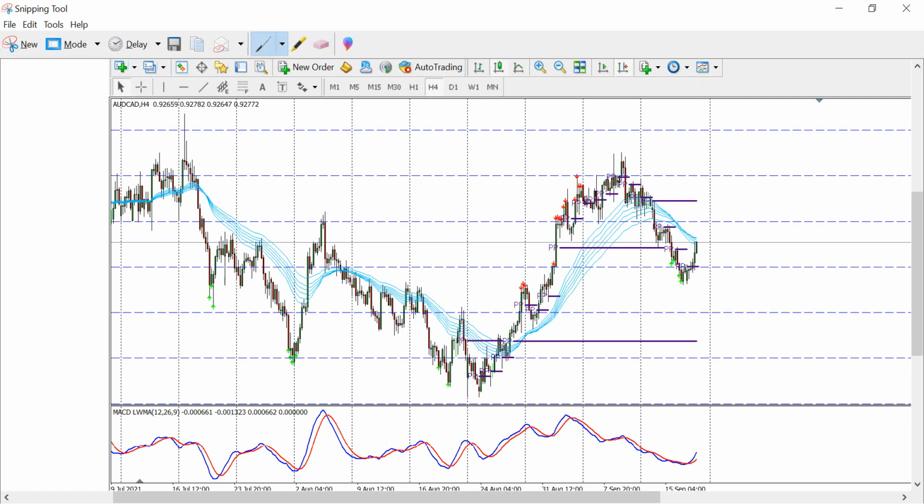The next indicator we've got is these green and red arrows, and this is the OGT RSI MTF indicator. What this does is that it looks at overbought and oversold signals on multiple time frames.